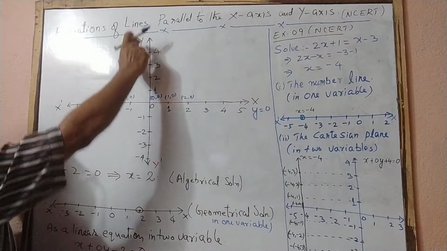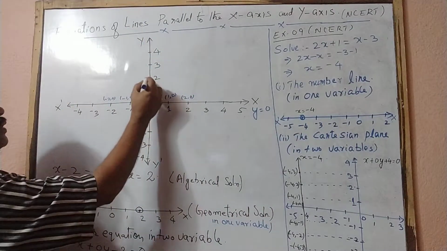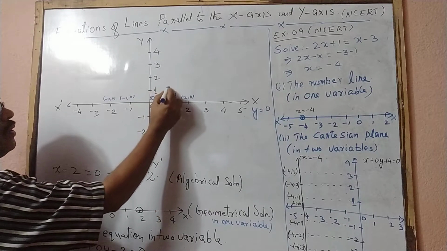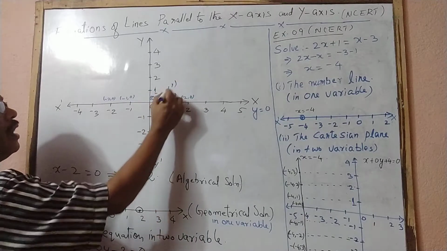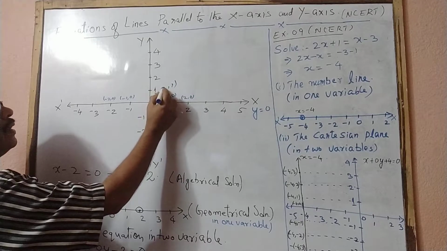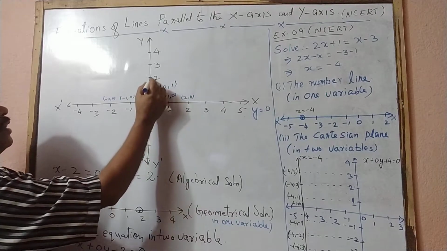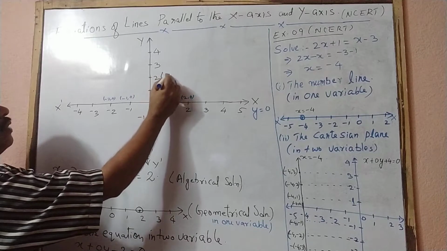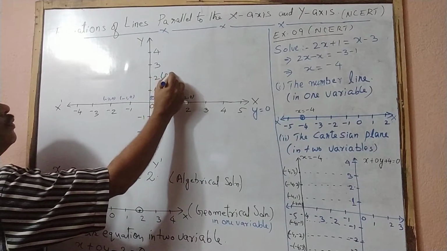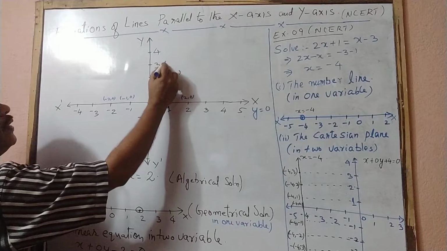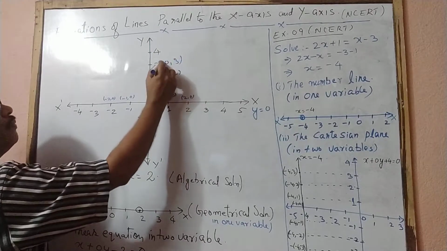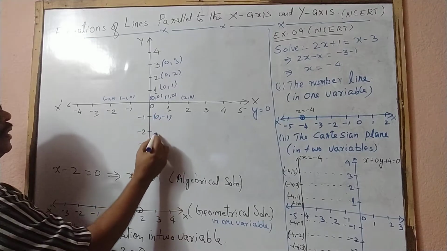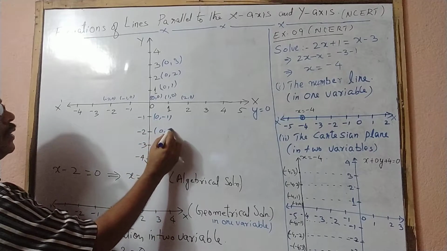Now let us consider the y-axis. What is the coordinate of this point? Here the value of y is 1, and the value of x is 0. And what is the coordinate of this point? The value of y is 2 and the value of x is 0. So 0, 2. And here it is 0, 3. Here 0, minus 1. Here 0, minus 2.